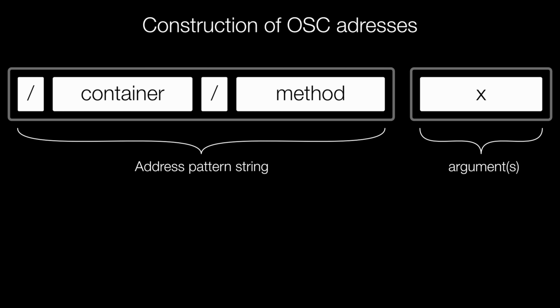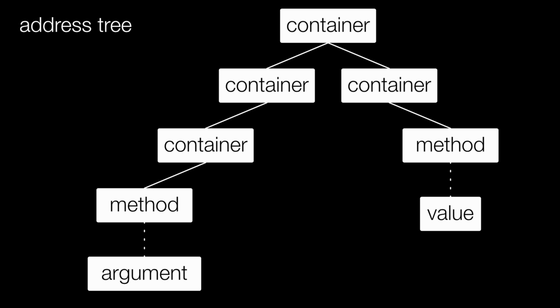This is followed by one or more arguments, which is the actual data we want to send to the specified destination. As you can see in this example, the address pattern starts with a / and each part of the pattern is separated by another /, and there should be no spaces in this address string. This address tree is another way to represent how the address pattern comes together, where each of the containers and methods should be separated by a /, and this is followed by an argument or a value.